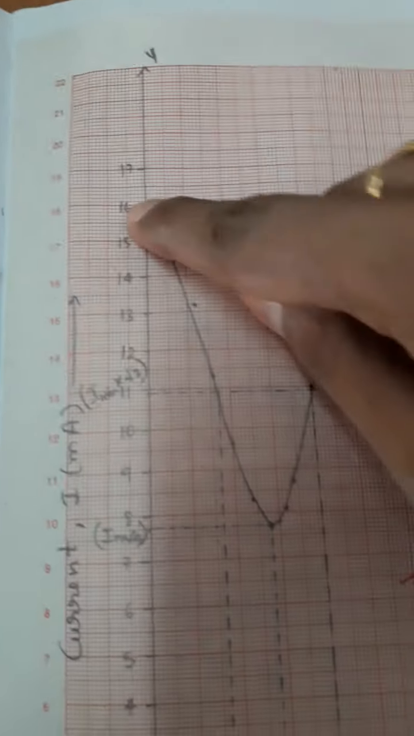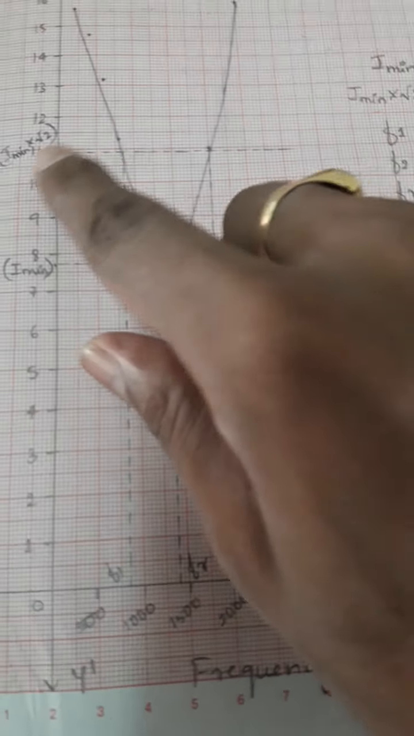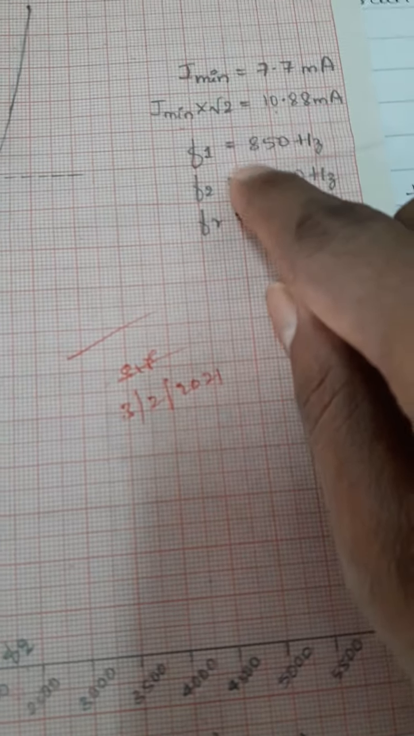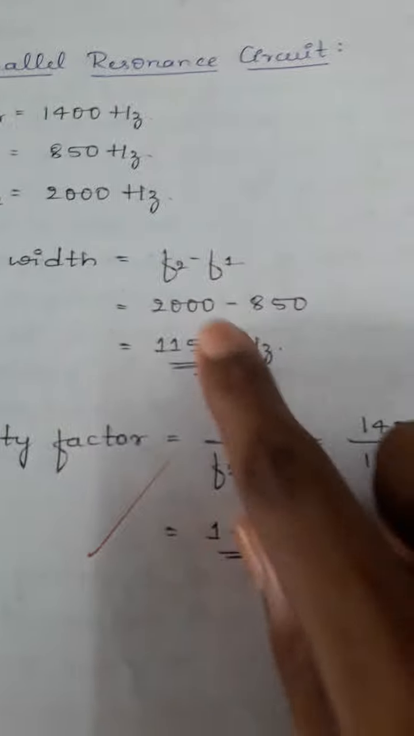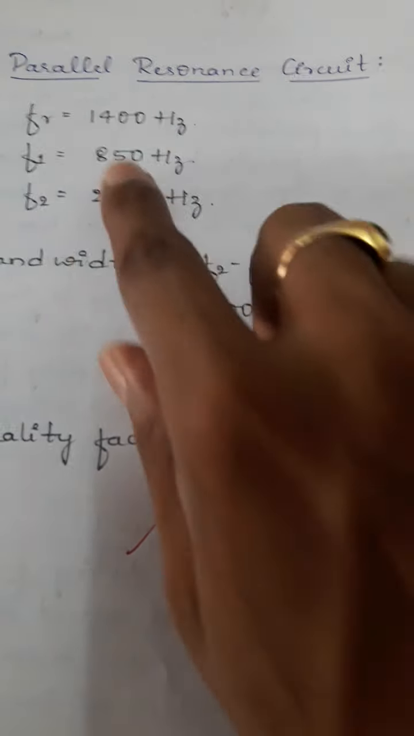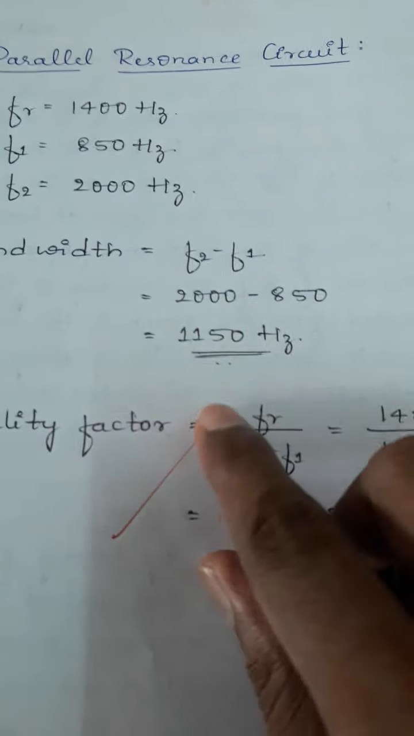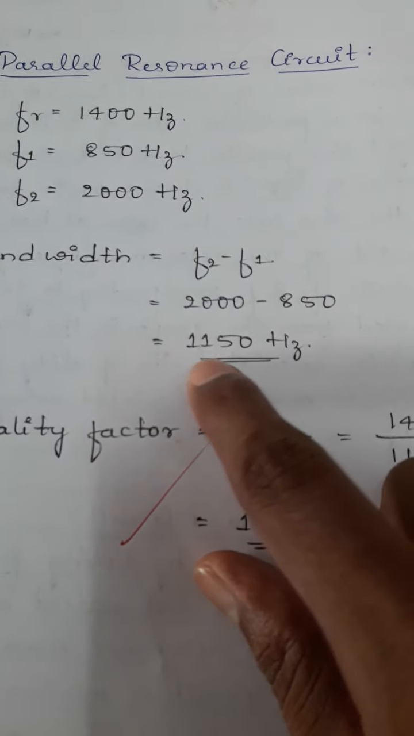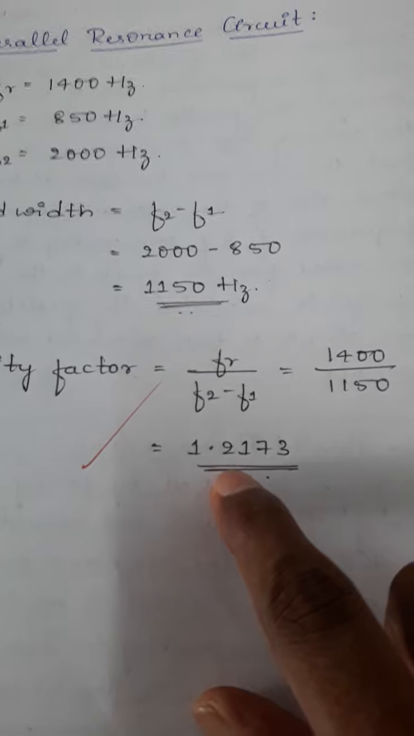After getting the readings, we plot and then we get the resonance frequency. Then we take I minima into root 2 and draw a line like this, so we get F1 and F2. By using F1 and F2, we calculate: the resonance frequency is 1400, the bandwidth is 1150, and the quality factor is 1.2. After that we are writing the result.